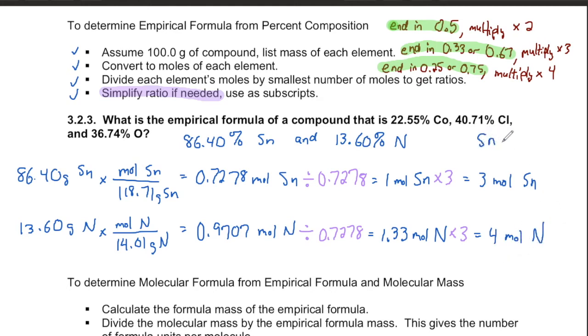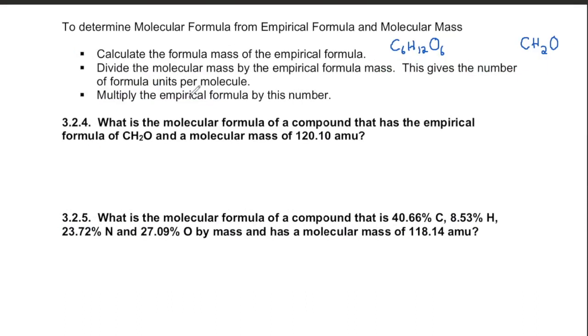So our empirical formula for this one would be Sn3N4. We've talked a little bit before about the difference between empirical formula and molecular formula. The empirical formula is the simplest ratio, which for covalent molecules is not always the formula of the molecule.